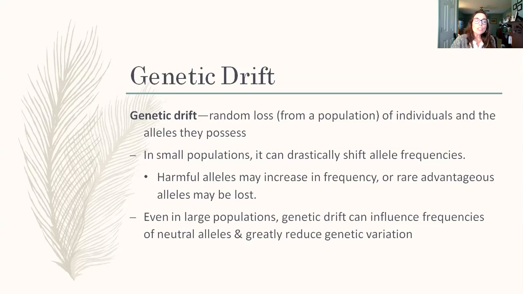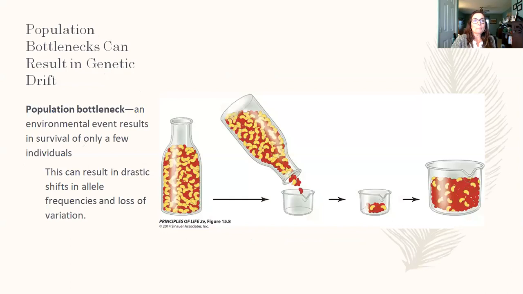In small populations, genetic drift can really drastically affect allele frequencies. You may find that what you're left with are a lot of harmful alleles, or it may be that the really rare advantageous alleles have been randomly lost. But even in large populations, genetic drift can influence frequencies. And if anything, they just reduce genetic variation.